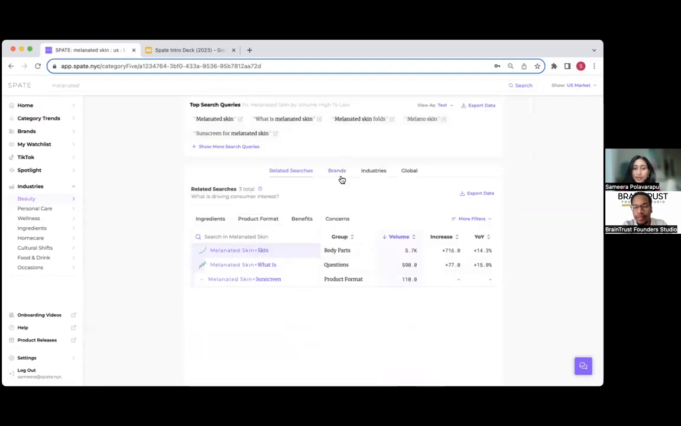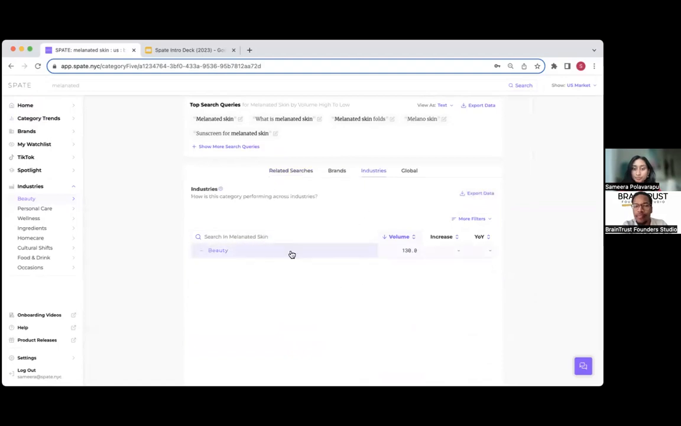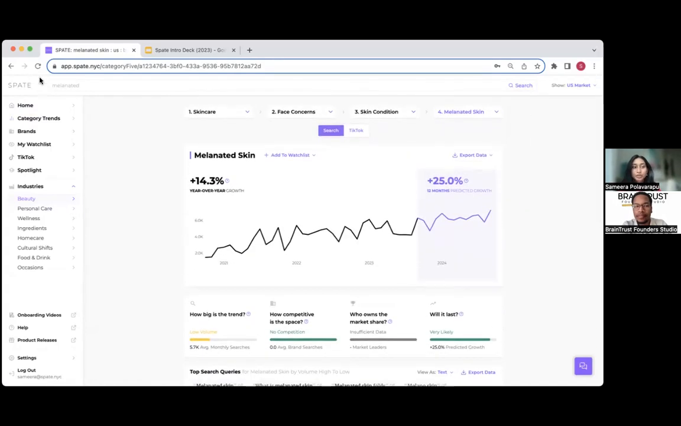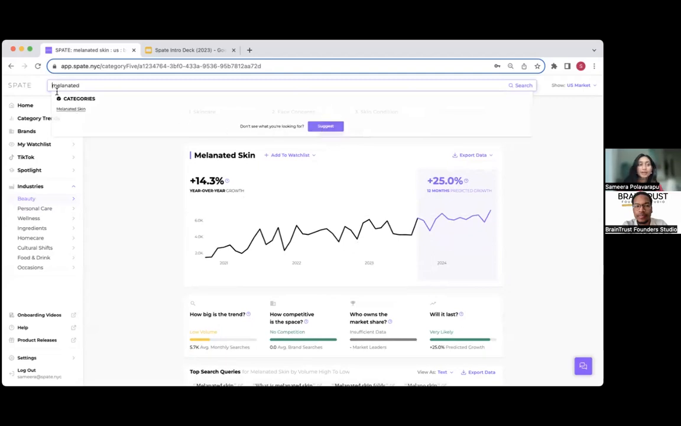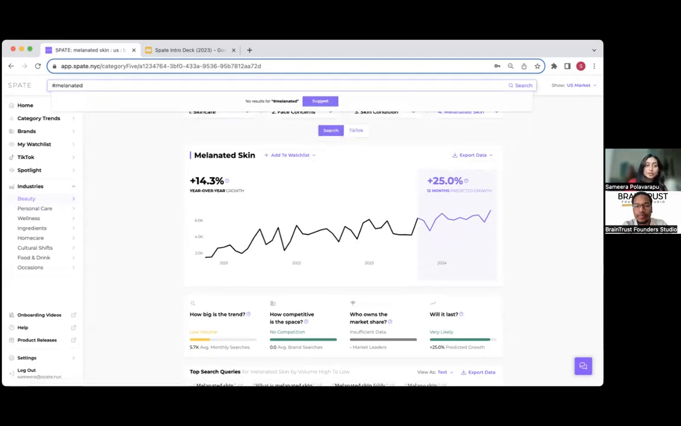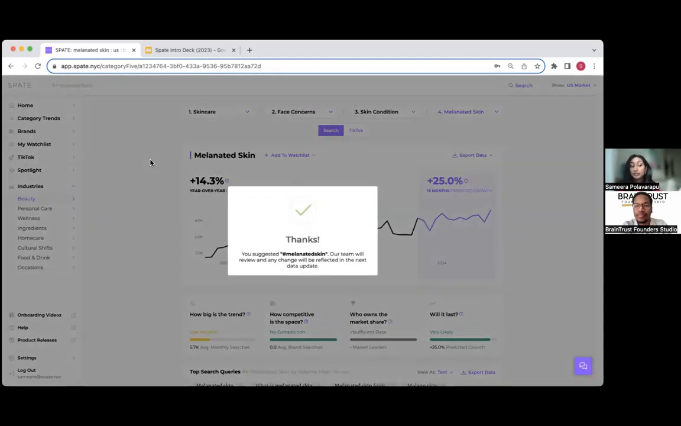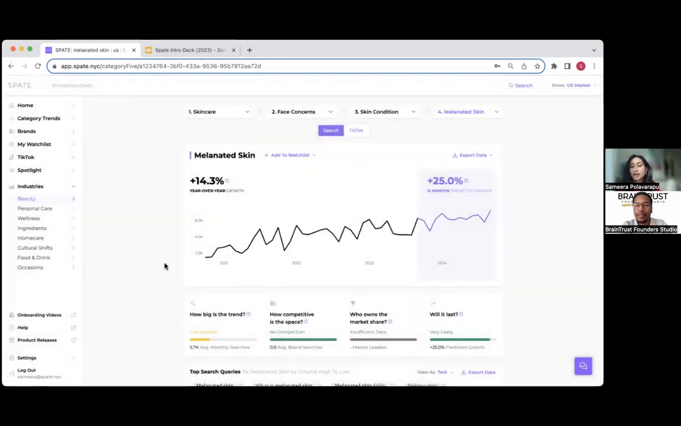You can see how it's being searched in beauty, skincare. It looks like it's searched most frequently with sunscreen. And then if you feel like it's not being added, or if you want the platform to emphasize it, you could just suggest hashtag melanated, and then also hashtag melanated skin. You can suggest as many as you want, and they'll get updated within a week. And then all of the data in the entire database also gets retroactively updated for its entire time series.